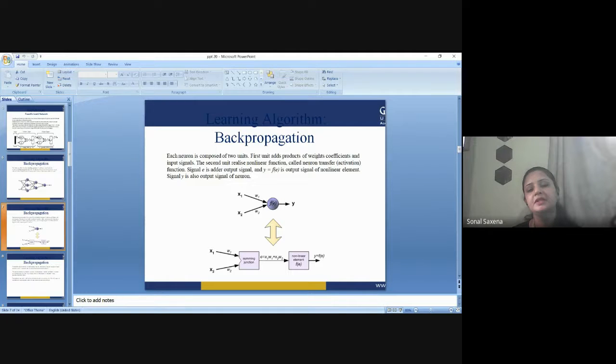So here you can see that each neuron is composed of two units. The first unit adds products of weights, coefficients, and input signals. The second unit realizes a non-linear function, which is called the neuron transfer or activation function. Signal e is the adder output signal, and y equals f(e), which is the output signal of the non-linear element. And signal y is also the output signal of the neuron.